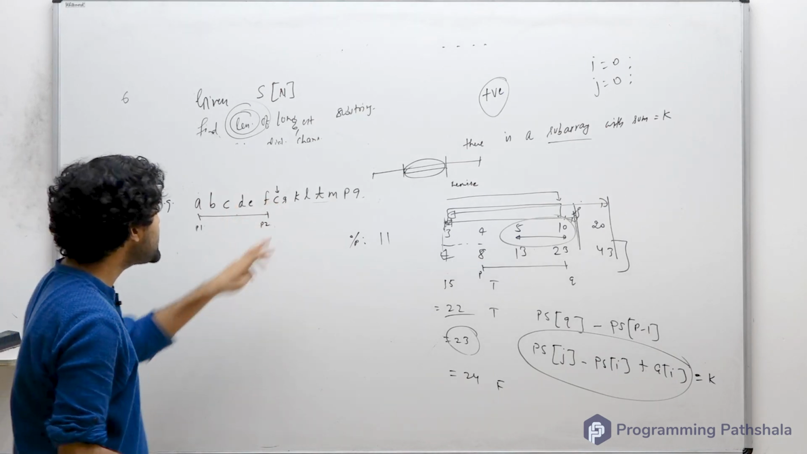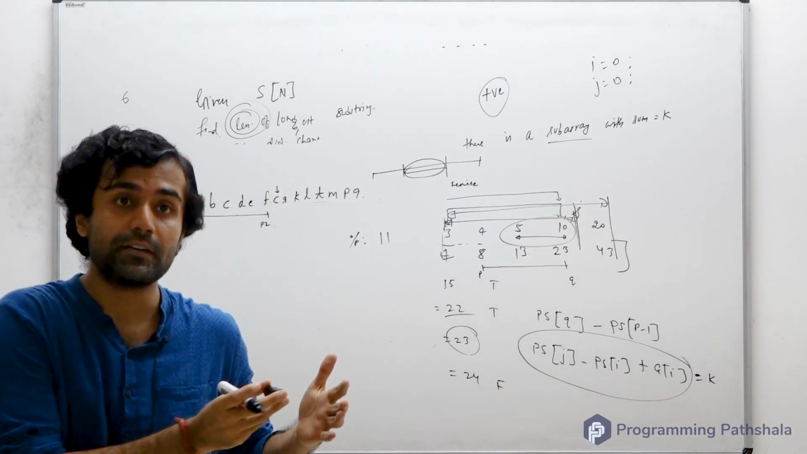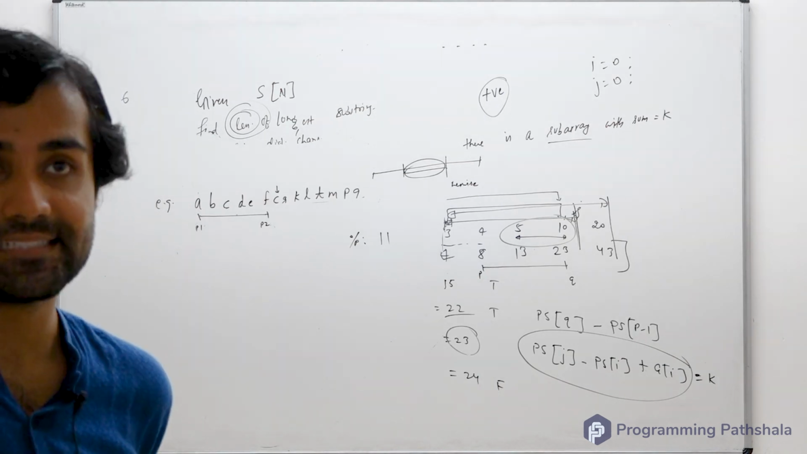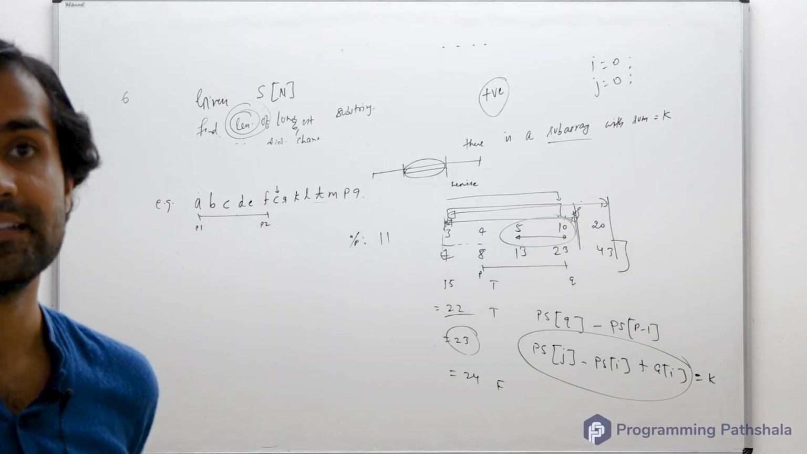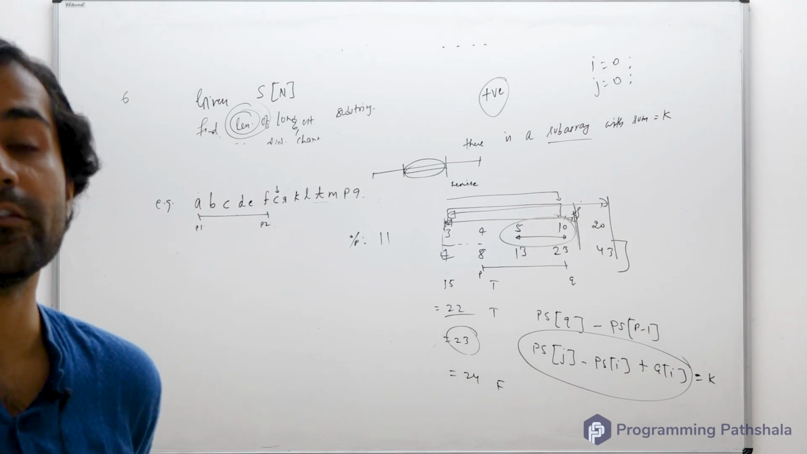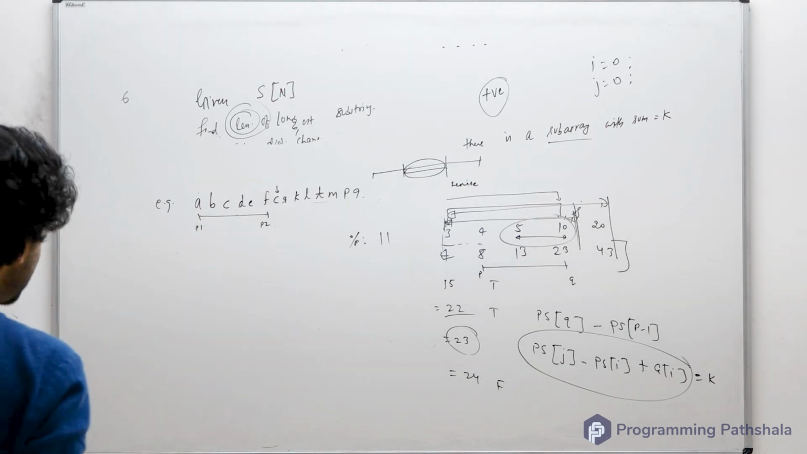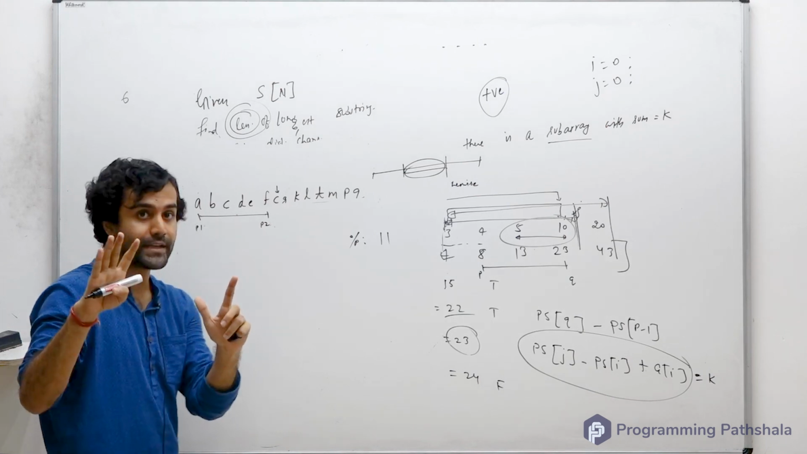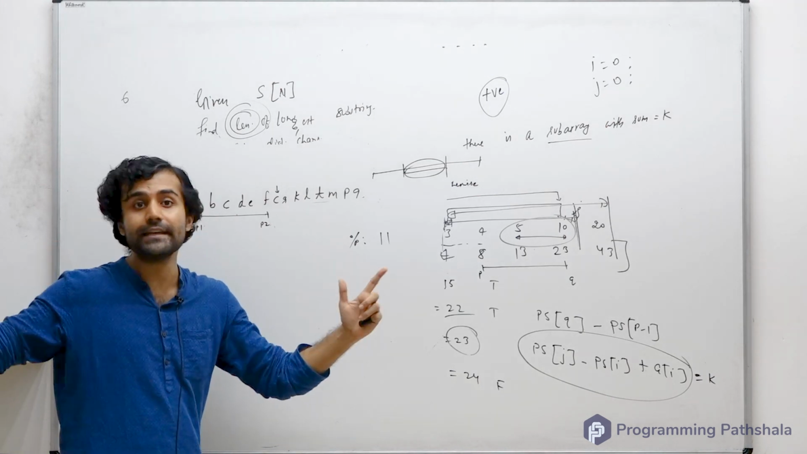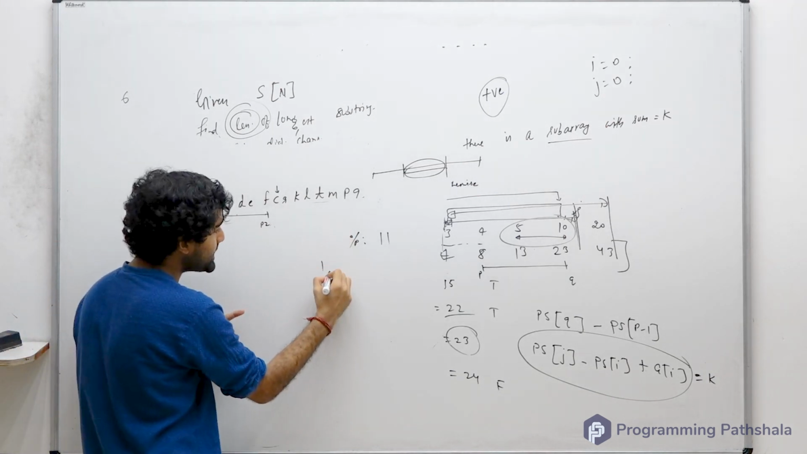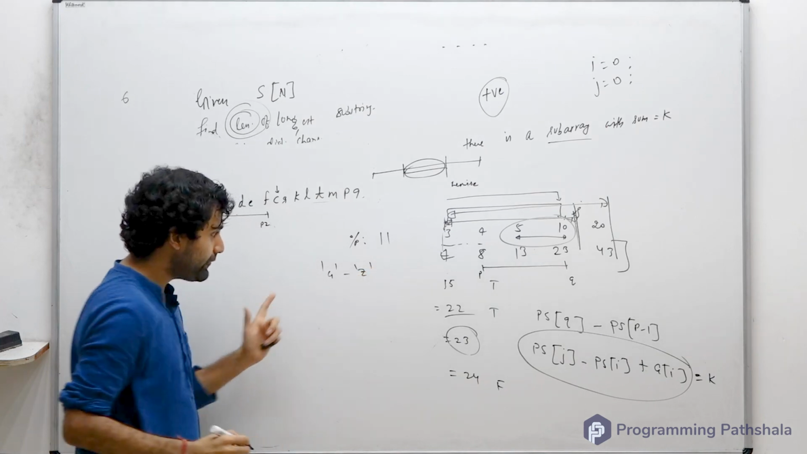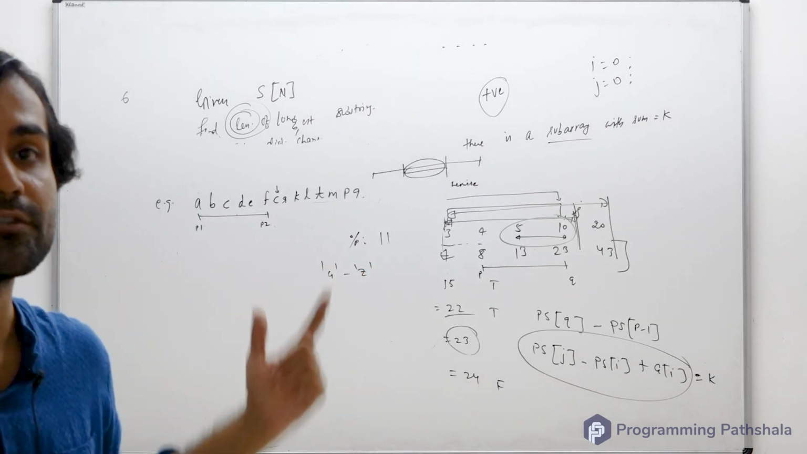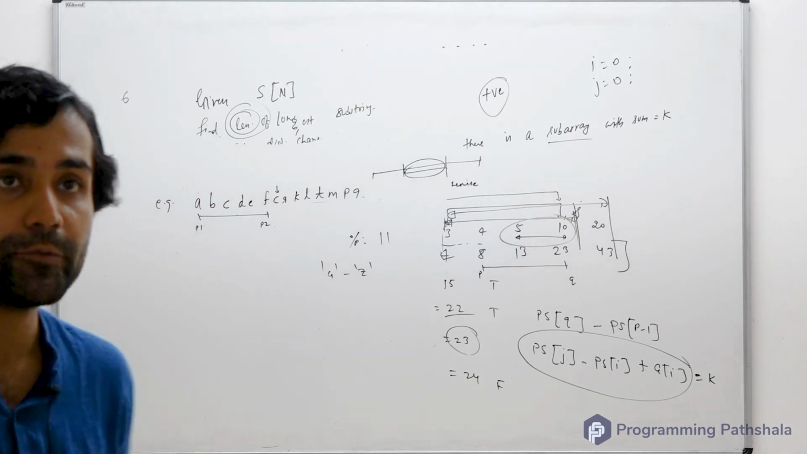Is there a way in which I can check whether a particular character is already a part of my window or not? Yes, I can have a frequency array of characters. For this question, I am just imagining that all my characters are from A to Z. If all my characters are from A to Z, then what should be the size of my frequency array? It should be 26, right?